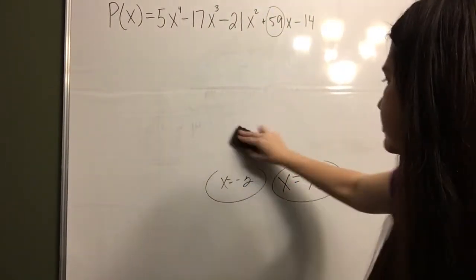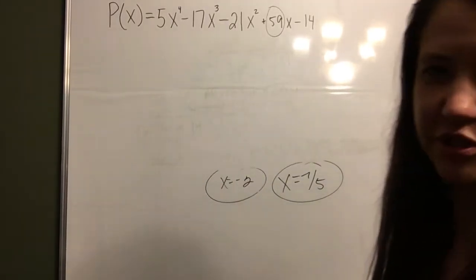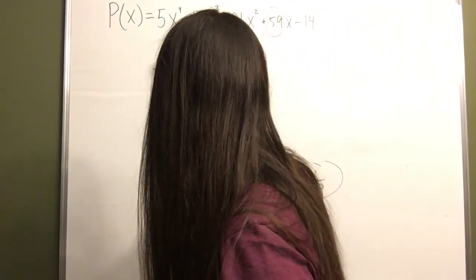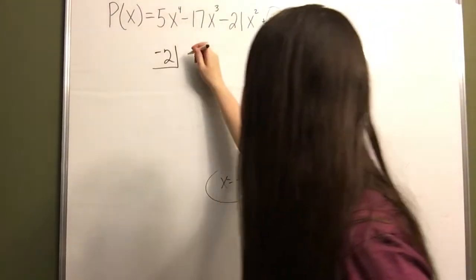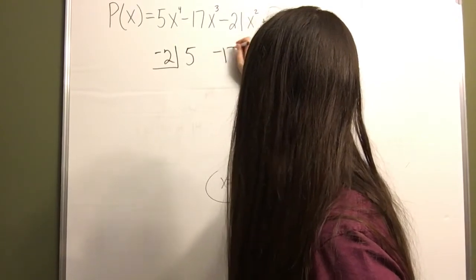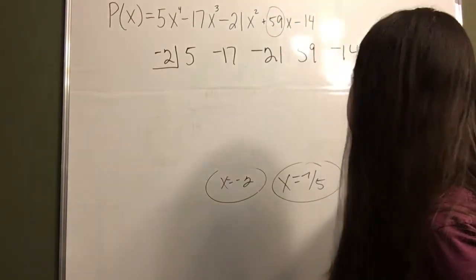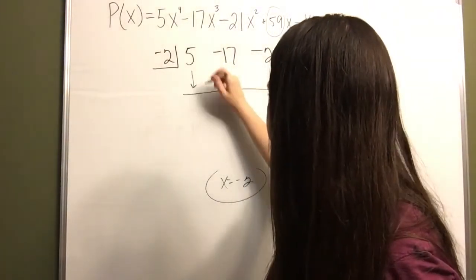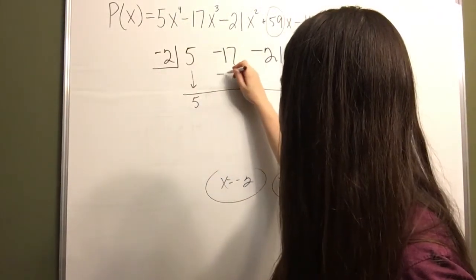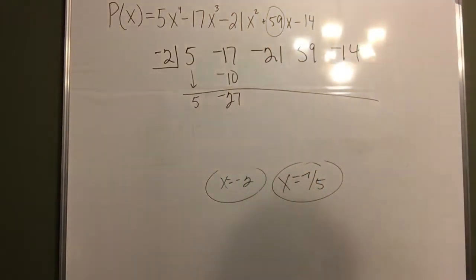So we're gonna set up our synthetic division. I put -2 in the box. And then we're gonna line up our coefficients. We have 5, -17, -21, 59, and -14. I'm gonna leave a space. We're gonna go ahead and bring down our first number, then multiply, you get -10, then add, you get -27, and then multiply, you get 54.